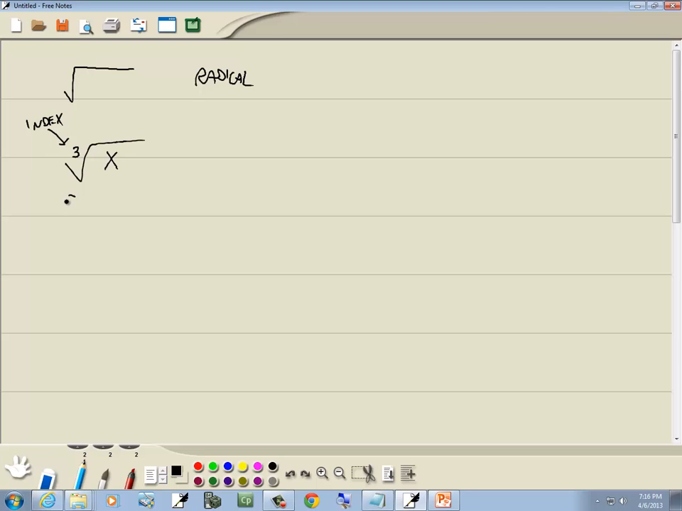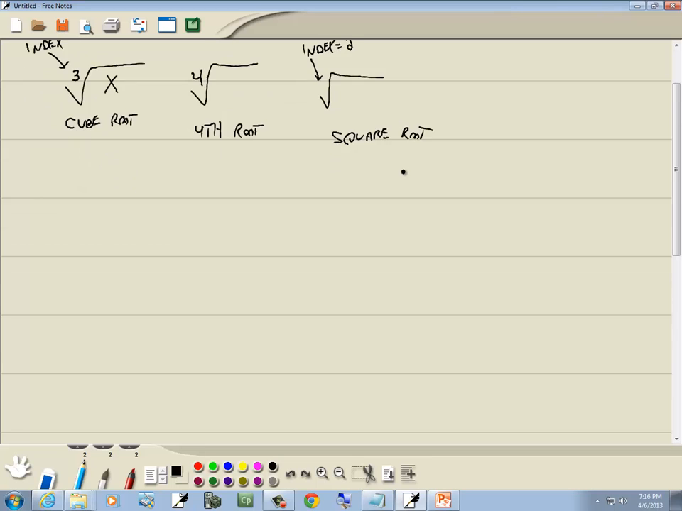Now, this is referred to as the cube root. This one would be the fourth root. That's why they say nth root. Now, if you have just this symbol here and there is no number, by default, your index is equal to 2. This is called a square root. We're going to explore in more detail what the index means with examples, but that's our beginning definitions.